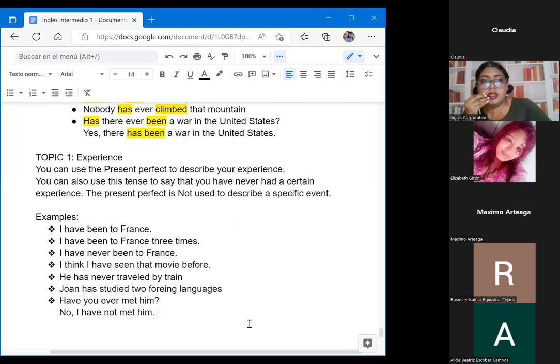So we have there the examples, and now we are going to see topic number two. This topic is about change over time. So we are going to see change over time in this topic number two. And it says that we often use the present perfect to talk about change that has happened over a period of time.